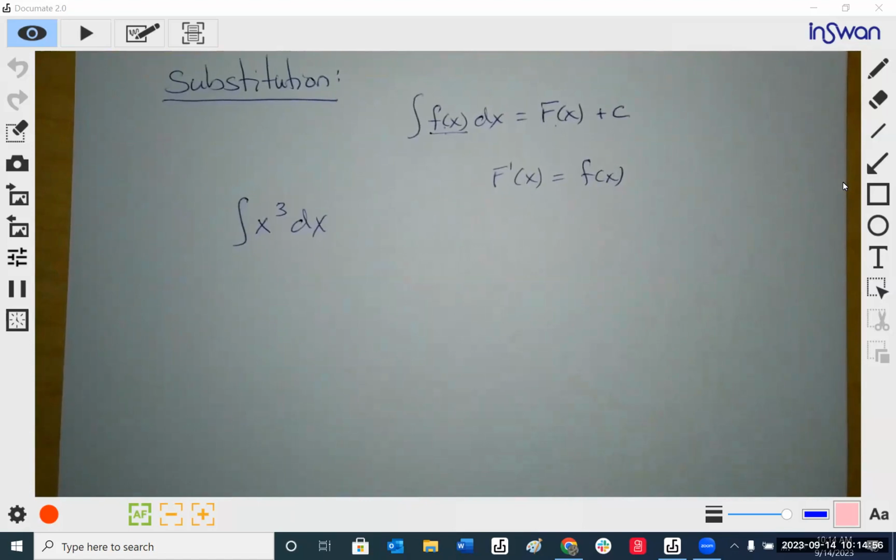Last time we did something like this. So find me this answer. What is the integral of x cubed dx?